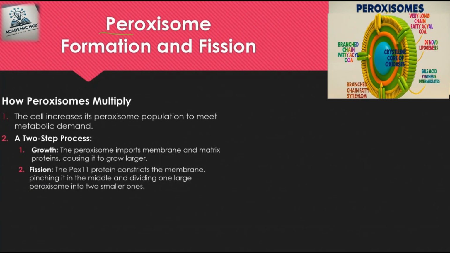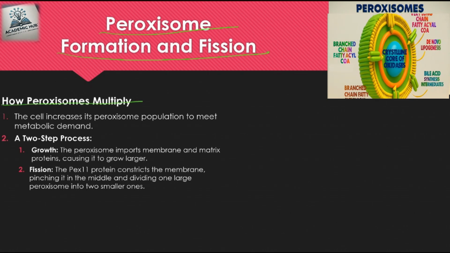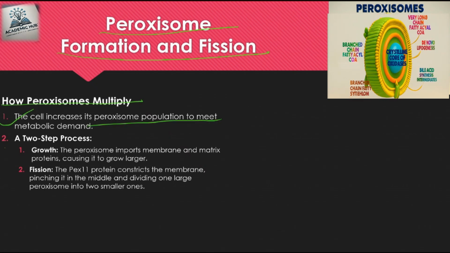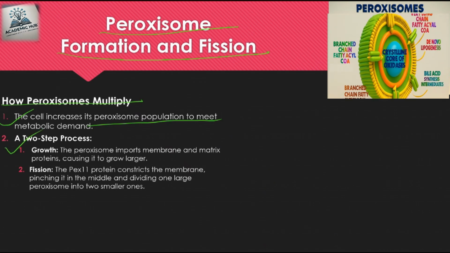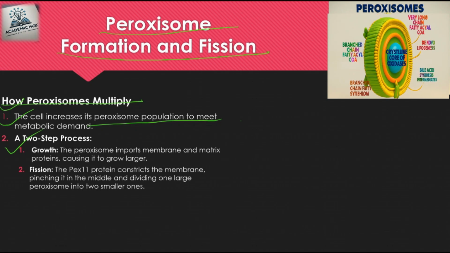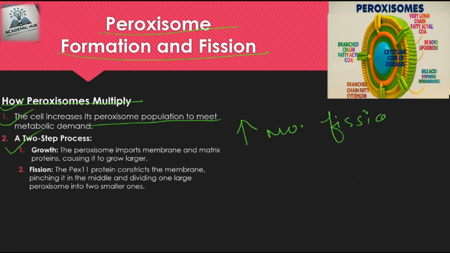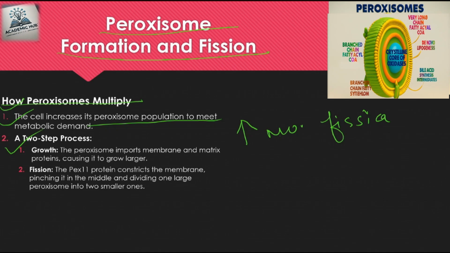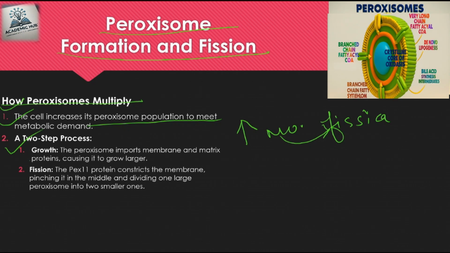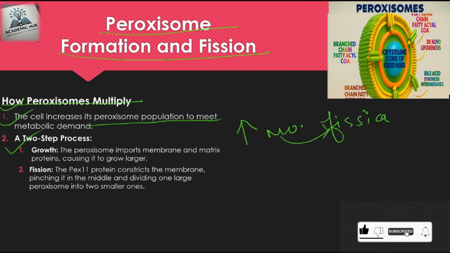Now next is peroxisome formation and fission. In this, we will know how peroxisomes multiply. In which way does the cell increase its peroxisome population for metabolic demand? A two-step process. First, peroxisomes have the remarkable ability to increase their number through a process called fission. This means peroxisomes can increase their number as per demand by the process of fission. This ensures the cell can adapt its peroxisome population to its metabolic needs.